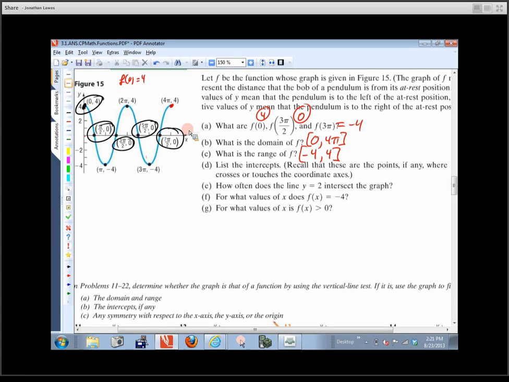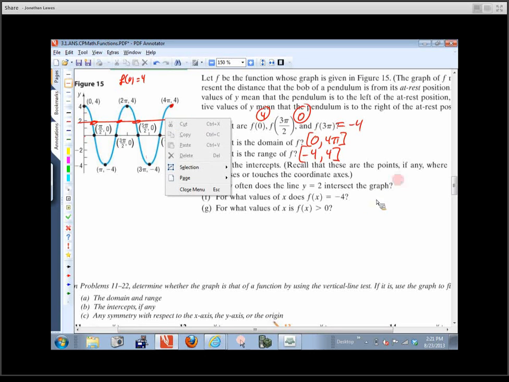Okay, just a couple more and then we're done. It says, how often does the line intersect y equals 2? Where would y equals 2 be? This is why it's so important to know what lines look like. Y equals 2, what type of line? Horizontal. How many times? 4. 1, 2, 3, 4. Right here, right here, right here, and right here. So the answer to that one is 4 times.